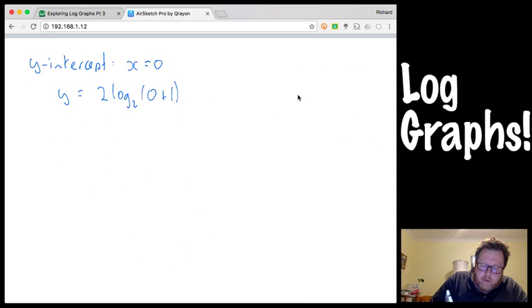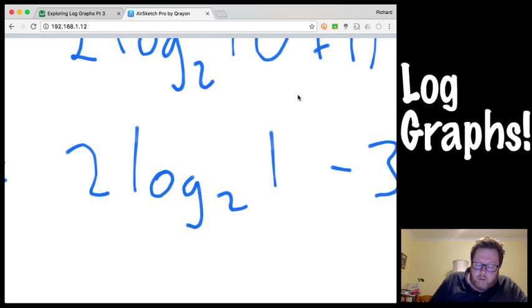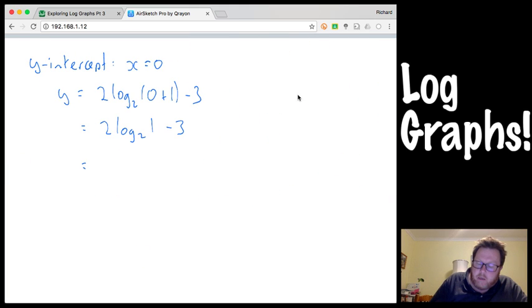Minus 3. We can do that. That's equal to 2 log base 2, 1, minus 3, like so. So just looking at the log base 2 of 1 part, just that bit there, what's log base 2 of 1? Well, I'll do it on the side.